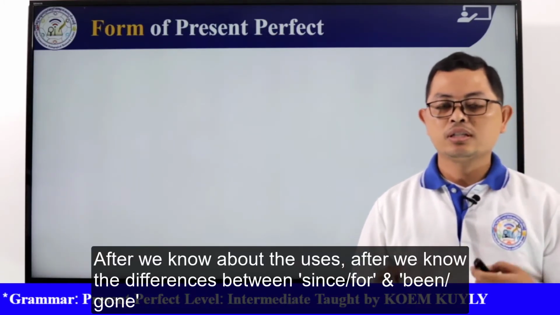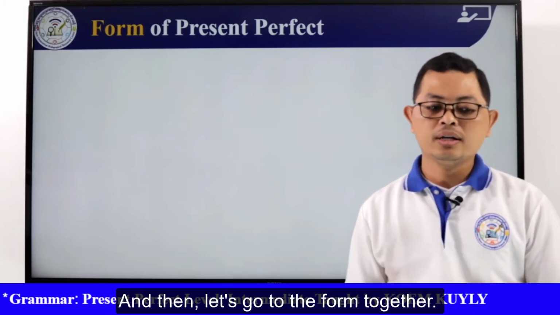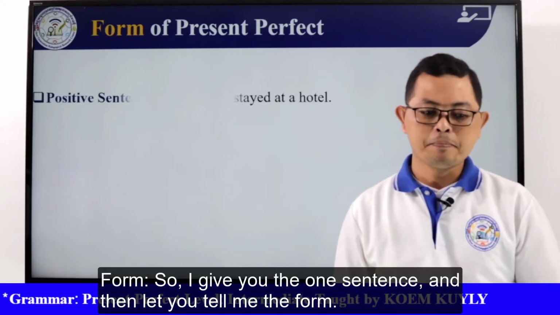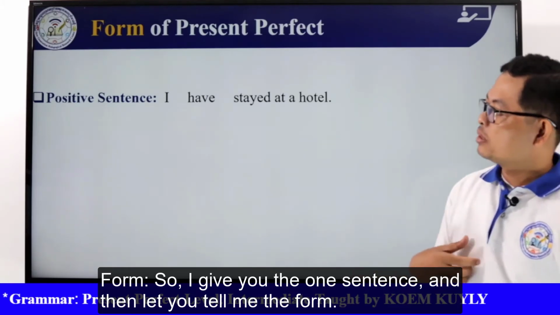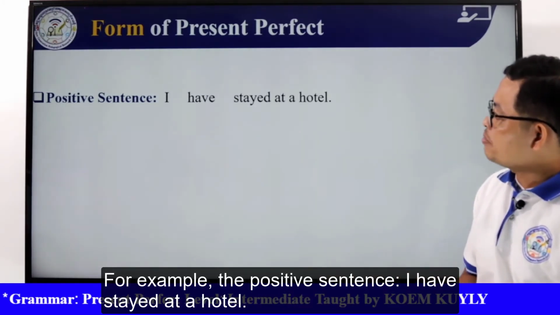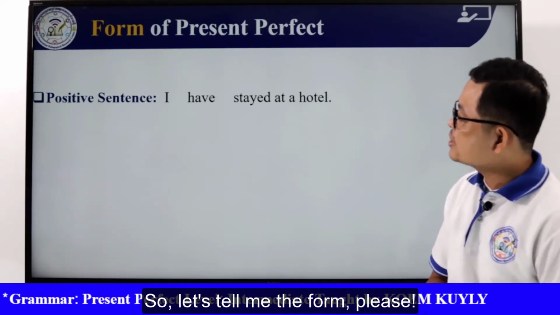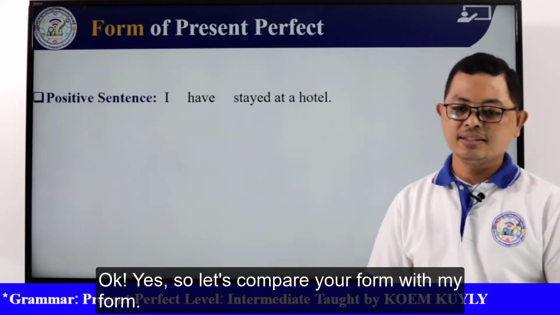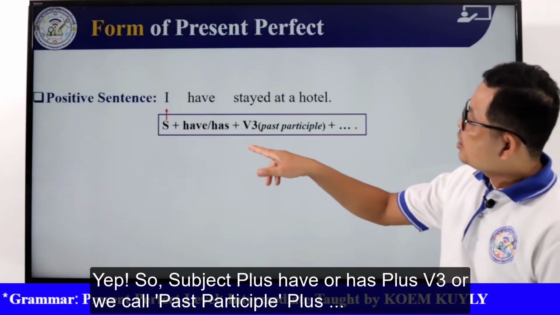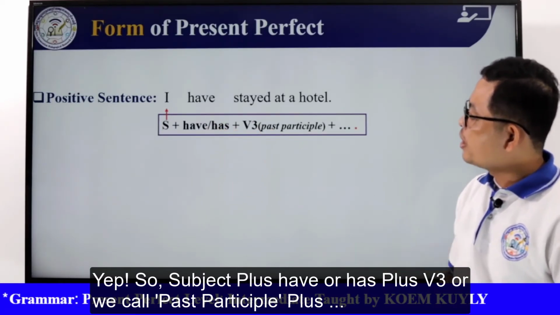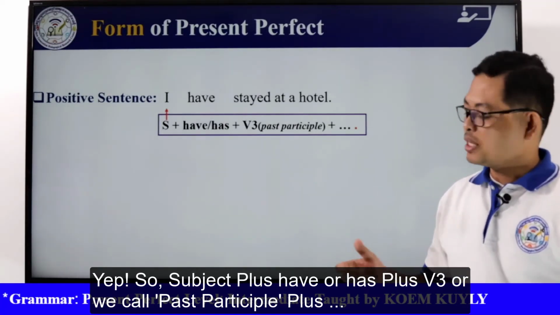After we know about the uses, after we know about the differences between since, for, been, gone, then let's go to the form together. Form. So I give you one sentence and then let you tell me the form. For example, the positive sentence, I have stayed at a hotel. So let's tell me the form, please. Okay? Yes. So let's compare your form with my form.